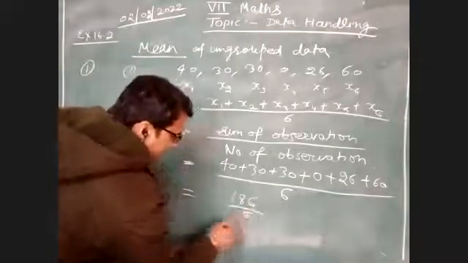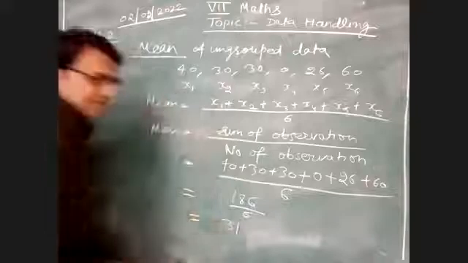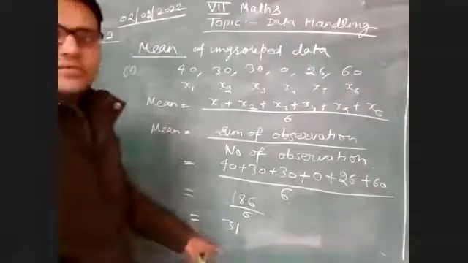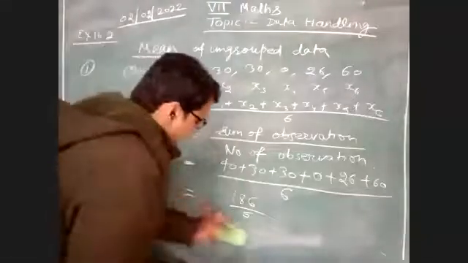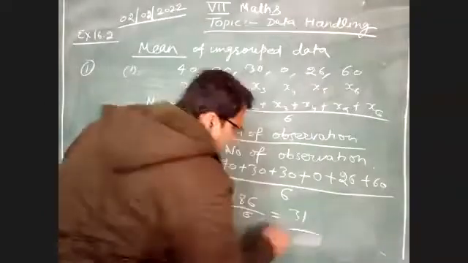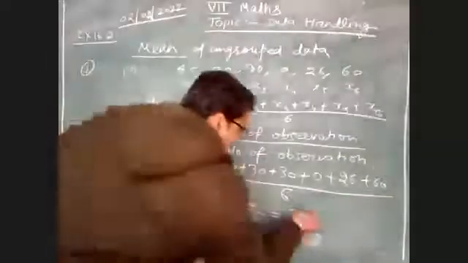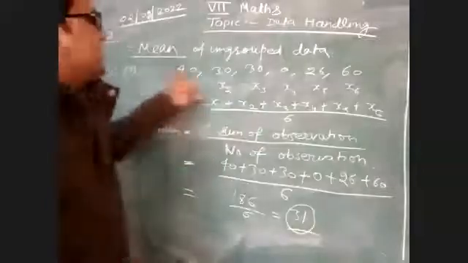Now you have to add up these observations, simply add, and this will become 186 divided by 6, and this will be 31. So this will be the answer. I am writing here 31. So 31 is the mean of this observation.